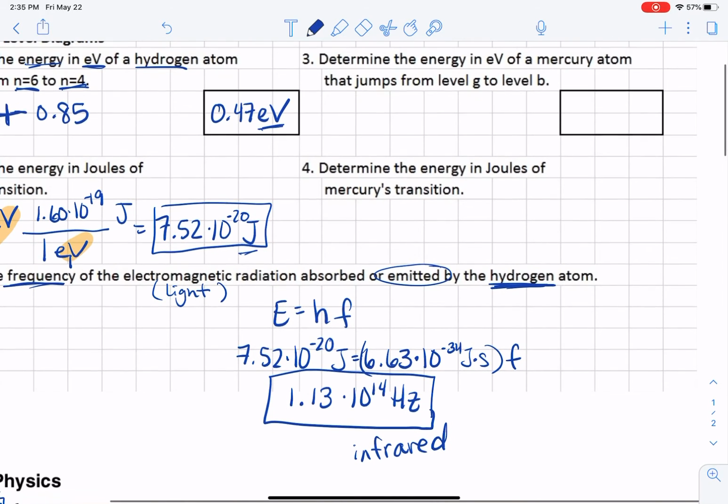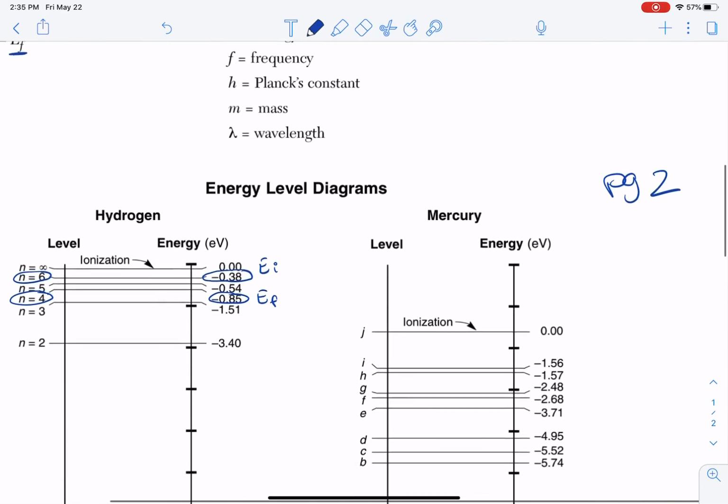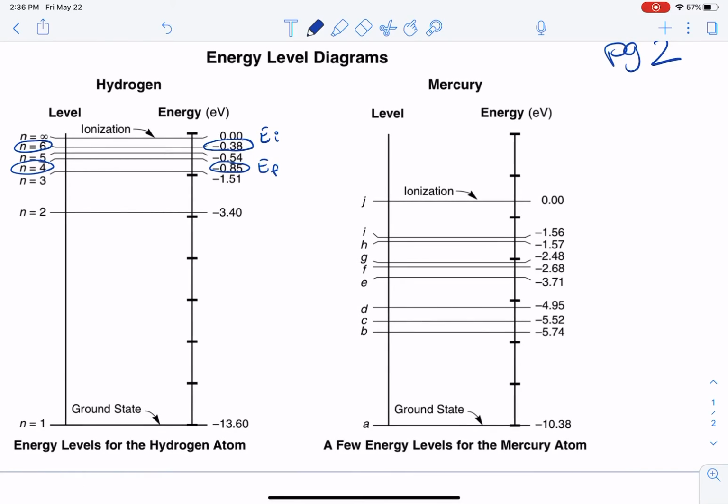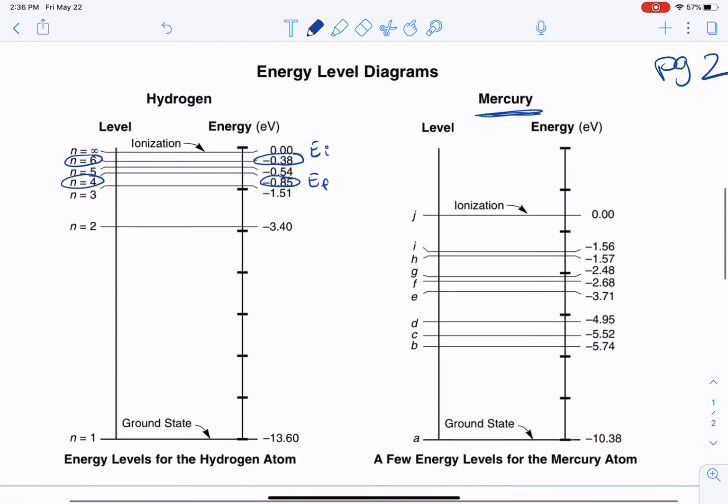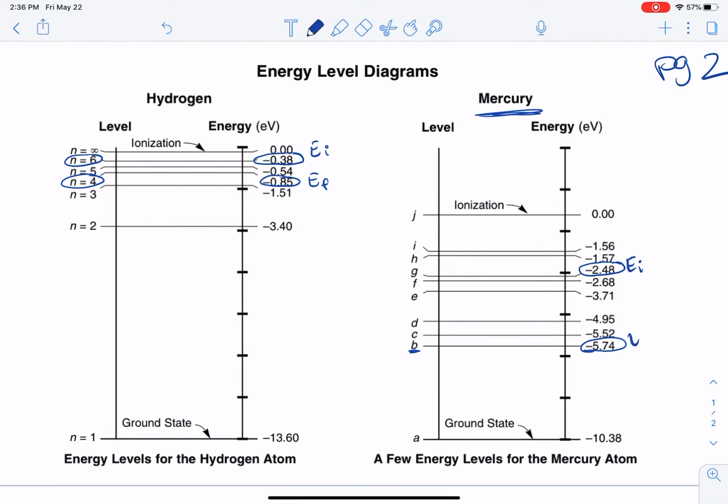So then if we jump over to this other one, it says determine the energy in eV of a mercury atom that jumps from level G to level B. So again, we're going to have to go back down to the diagram. We're going to look under Mercury, and it said from G to B. So we're going to look at G to B, and so this is my initial, and this is my final.